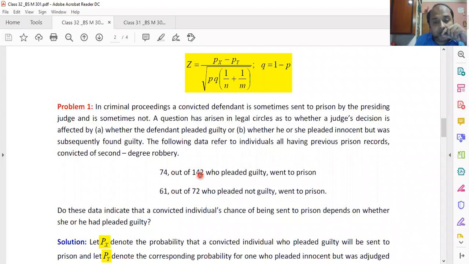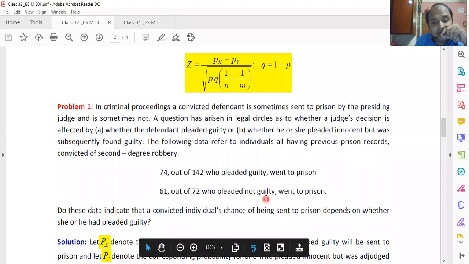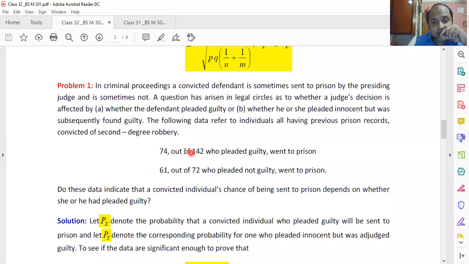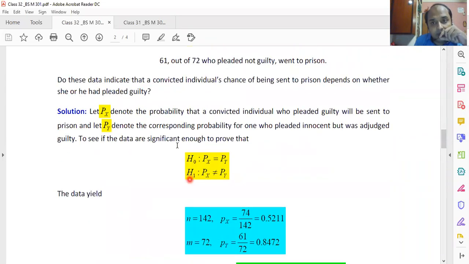74 out of 142 who pleaded guilty went to prison. 61 out of 72 who pleaded not guilty went to prison. Do these data indicate that a convicted individual's chance of being sent to prison depends on whether she or he had pleaded guilty? So we have the sample proportions with us, and the sample sizes are also given. One sample size is 142 and another sample size is 72. Capital X is 74, capital Y is 61. But we do not have any idea about the population proportion. So if we go by the above rule, we will write the null hypothesis in the following way.